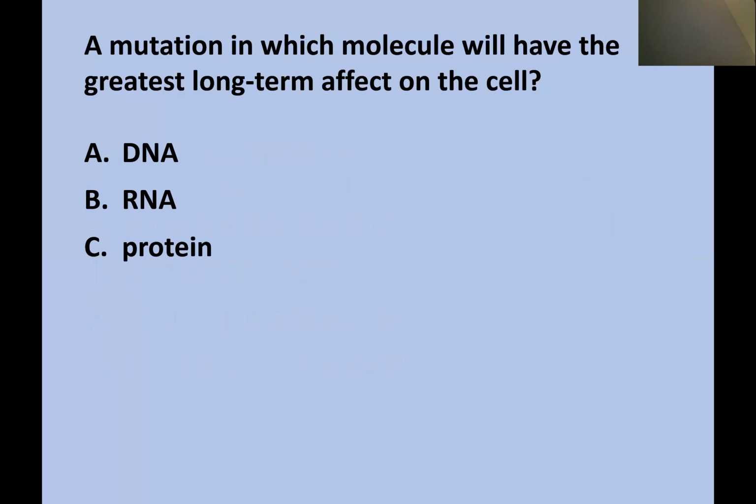A mutation in which molecule will have the greatest long-term effect on the cell? That answer would be DNA. So remember, DNA is our genetic material. RNA is made and broken down. Proteins are made and broken down in the cell. So a mutation in the instructions, if you mess up the recipe, you're going to have crappy lasagna forever when you keep copying that, right? So you don't want to mess with your DNA sequence.